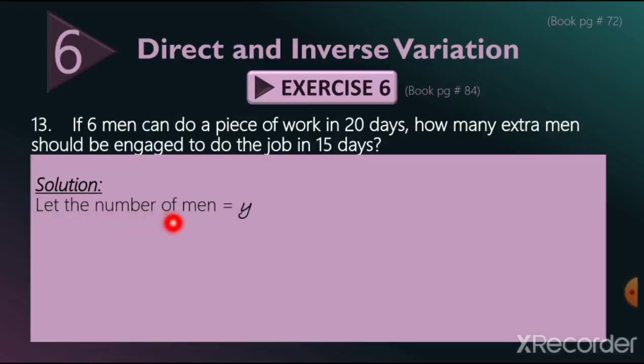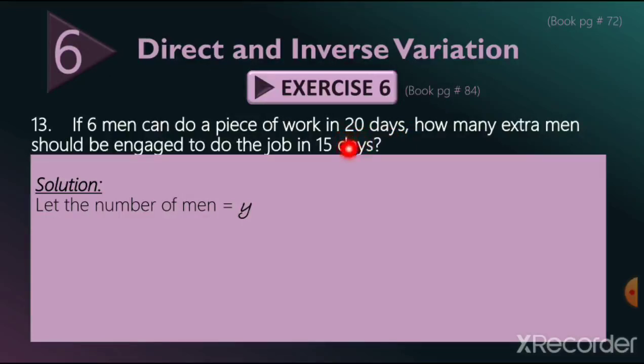Let the number of men be y. We haven't collected the data. If you want to collect the data, you can collect it. It's not a big deal. So 6 men and 20 days. They are doing the work in 20 days.